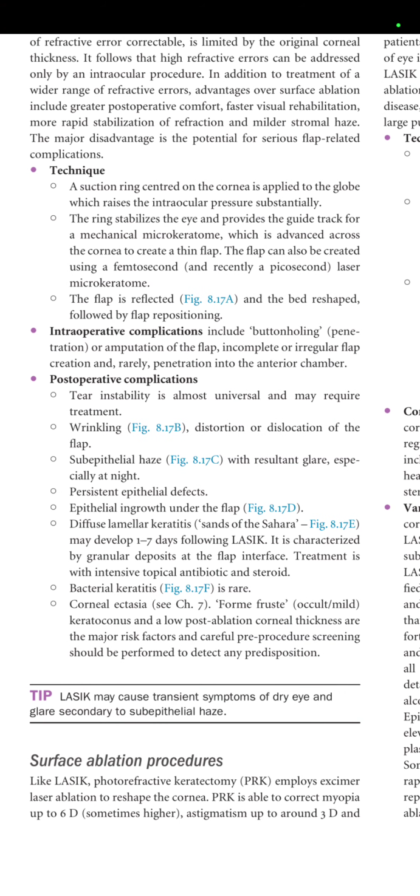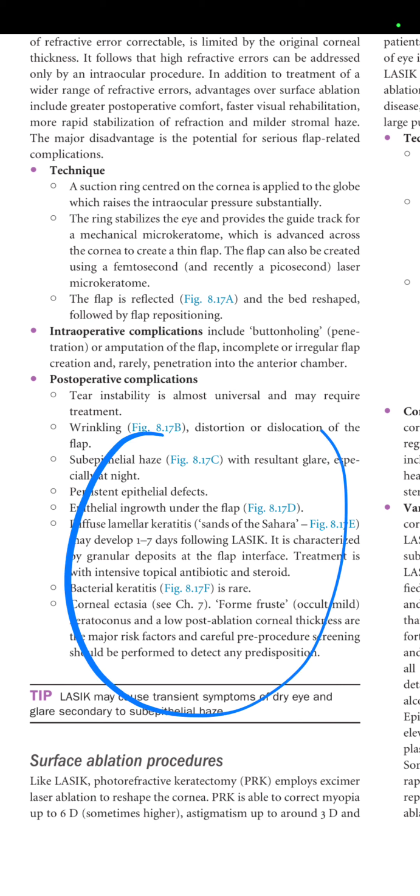Technique: a suction ring centered on the cornea is applied to the globe, which raises the intraocular pressure substantially. The ring stabilizes the eye and provides the guide track to the mechanical microkeratome, which is advanced across the cornea to create a thin flap. The flap can also be created using a femtosecond and recently a picosecond laser microkeratome. The flap is reflected and the bed reshaped, followed by the flap repositioning.